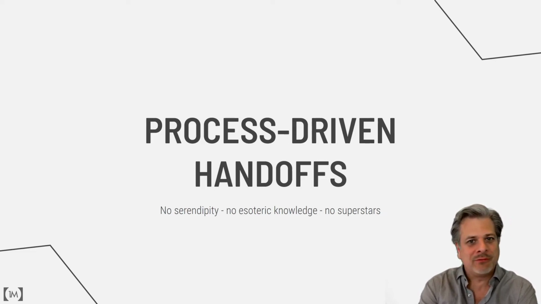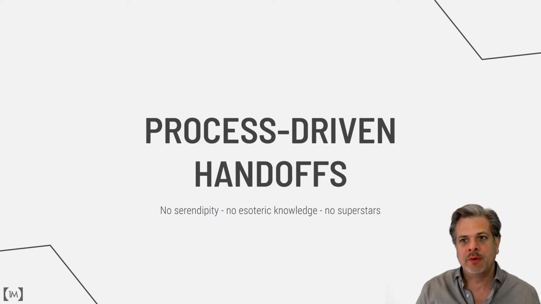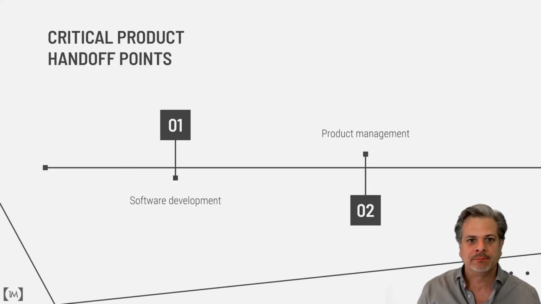We don't want any hidden information. We don't want any special one person that's required to make this product a success. It's got to be a team effort, and it can't just be happenstance or ad hoc. So we talk process-driven handoffs. We need to look at what the main processes are.